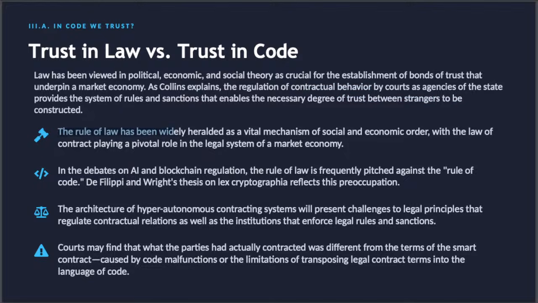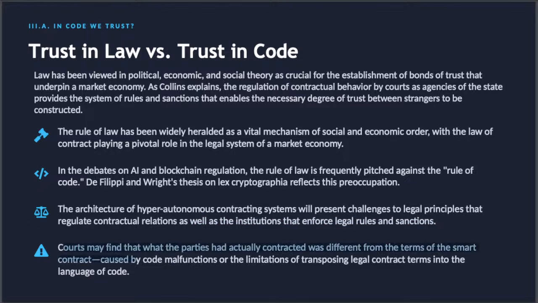The rule of law has been widely heralded as a vital mechanism of social and economic order, with the law of contract playing a pivotal role in the legal system of a market economy. In the debates on AI and blockchain regulation, the rule of law is frequently pitched against the rule of code. Philippi and Wright's thesis on lex cryptographia reflects this preoccupation. The architecture of hyper-autonomous contracting systems will present challenges to legal principles that regulate contractual relations, as well as the institutions that enforce legal rules and sanctions, courts.